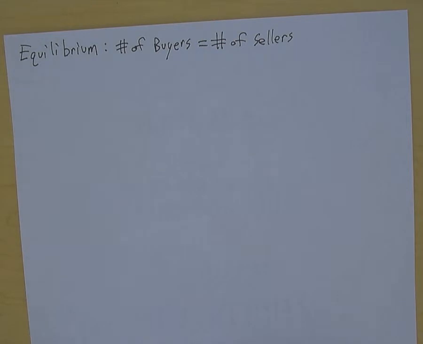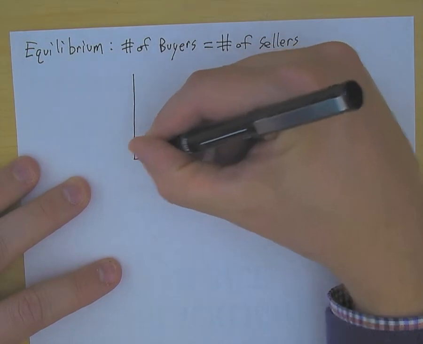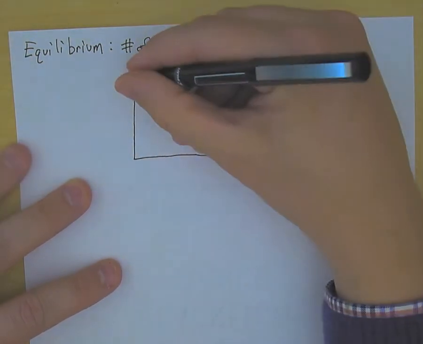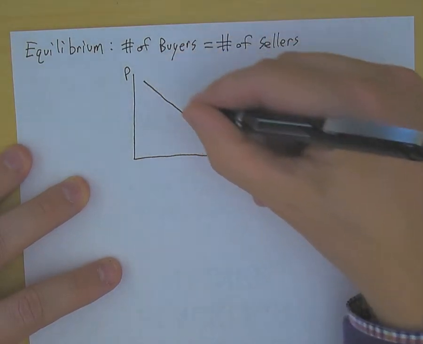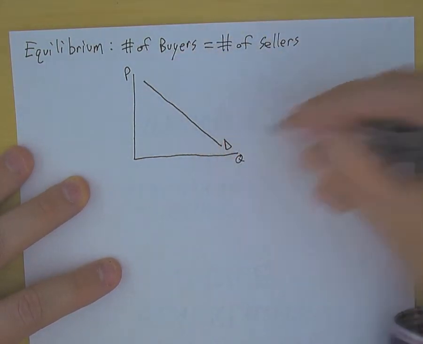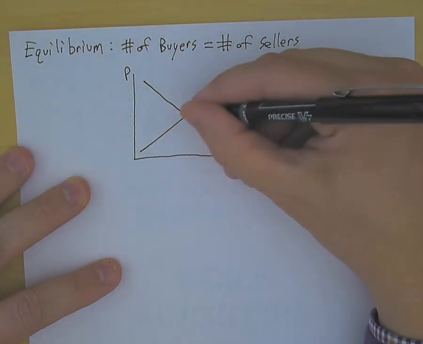Equilibrium, or as we would say, it's the place where the number of buyers equals the number of sellers in a market. It is the place we want to get to. It is our happy place. Where is it found on a graph? Again, I'm going to have price on the vertical axis, quantity on the horizontal axis. The curve that's downward sloping is demand. The curve upward sloping is supply. Guess what? X marks the spot.